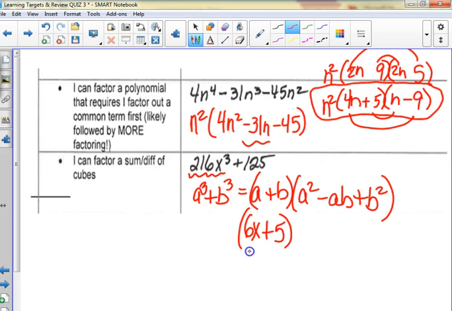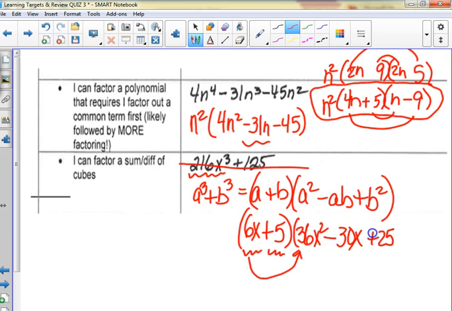Okay, once you've written that down, you don't look back up here for anything. You have to take this whole term, which was a, and square it. What's 6x times 6x? Then in the middle, you have to take the opposite of a times b, which would be 30x, plus b squared, which is this guy squared. And it doesn't factor further, and you need all of this.